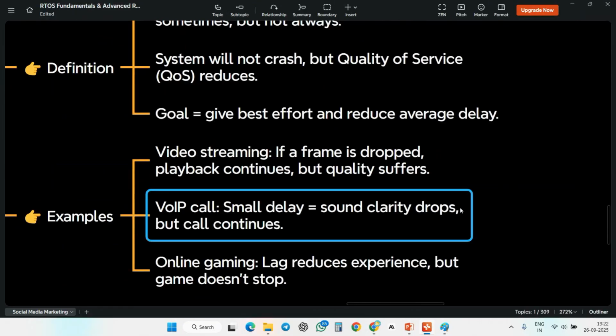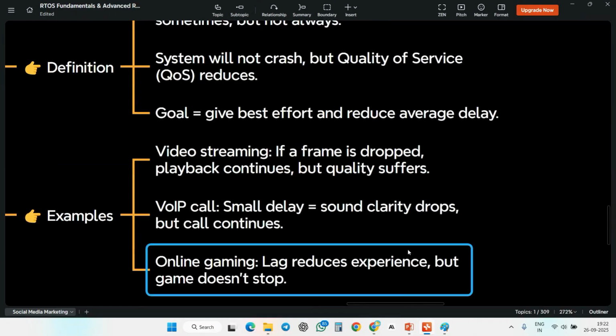You might feel the sound clarity drop, but it will still be continuous. When playing a game, you will lag. That will reduce the quality, but the game doesn't stop. It is going to happen, so a person is not going to suffer. Only the product quality of service is going to be reduced.